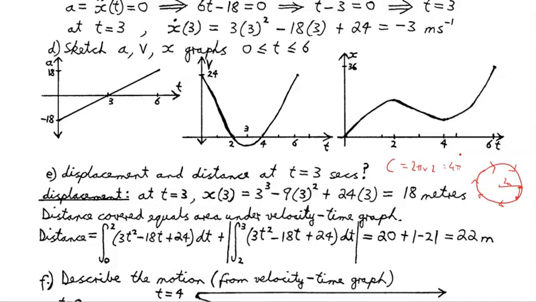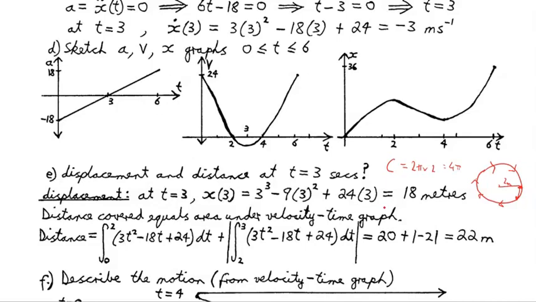Okay, my displacement at t equals 3, well that's just given by the original x of 3, which is 3 cubed minus 9 times 3 squared plus 24 times 3. That's 18 meters. So at t equals 3, I'm 18 meters from the origin. The distance though, this is where we have to integrate over the path that we've taken.